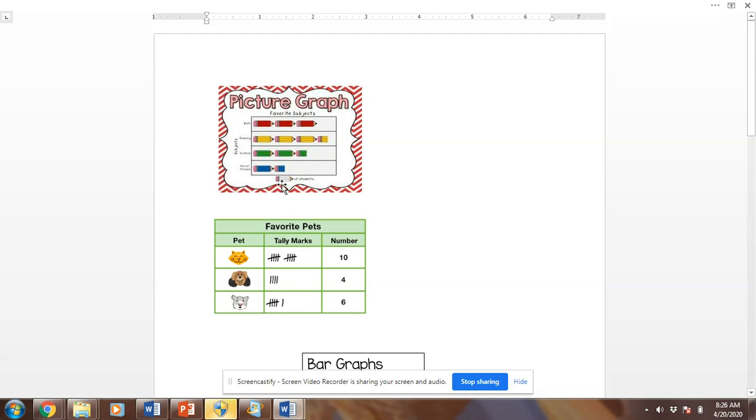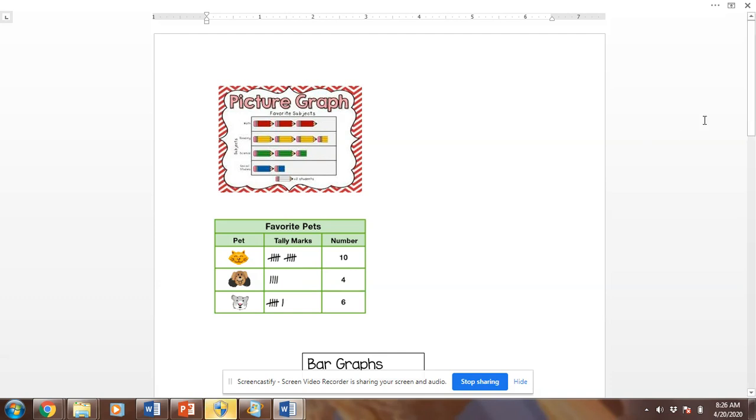So on this graph, each pencil is worth 2 students. So when you're counting your pencils, you're counting by twos. When you did your picture graph, each picture was worth 1 student. So a picture graph has pictures and it provides a key, and a tally graph has tallies. And there's no key with a tally graph because we know that each tally represents 1.